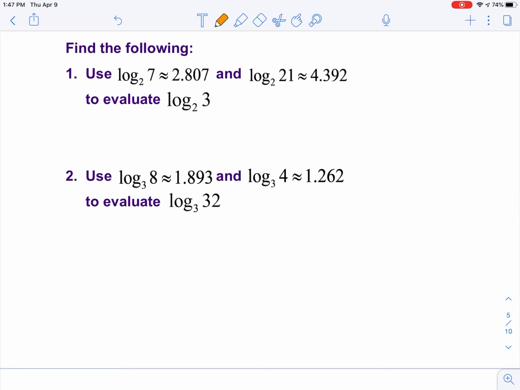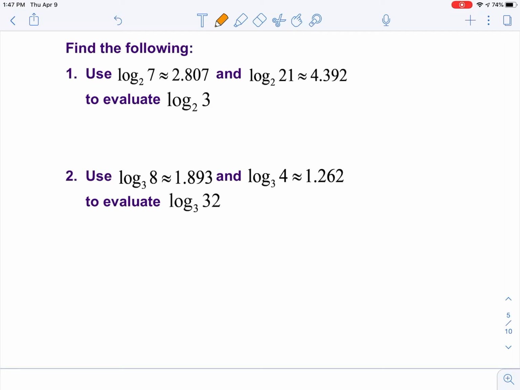So what we're going to do is find the following. They have given us logs and their approximations. We just have to figure out how to use it. So log base 2 of 7 is approximately 2.807. Log base 2 of 21 is approximately 4.392. How in the world can we get log base 2 of 3?